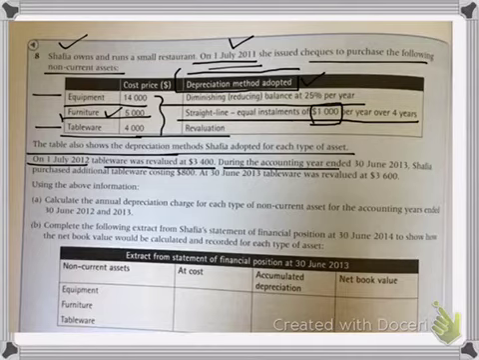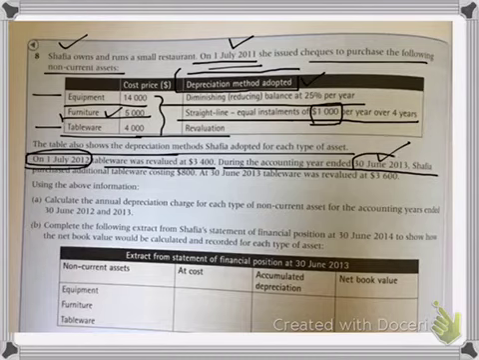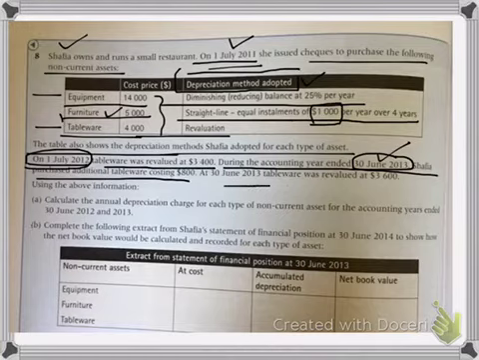During the accounting year ended 30th June 2013, obviously this is where the second year is ending. So this is the end of the first year of the business, and obviously this is the end of the second year of the business. Shafia purchased additional tableware costing 800. At 30th June 2013, tableware was revalued at 3,600.